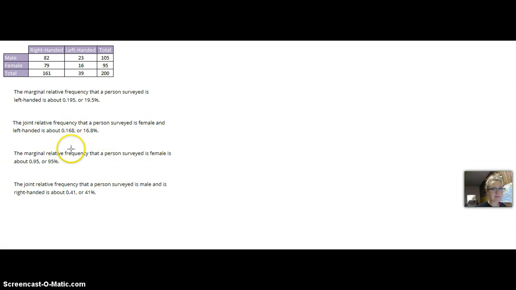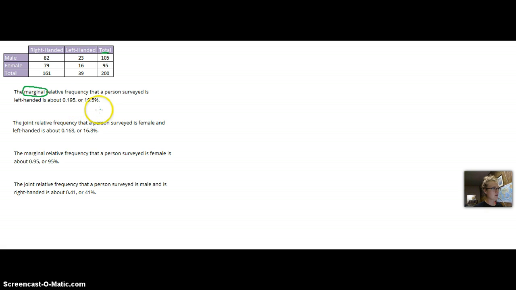Okay, the first statement says that the marginal relative frequency, and I'm just going to circle this word marginal because when it comes up, we should always think total. We should think that that's going to come from the total columns, okay? So the marginal relative frequency that a person surveyed is left-handed is about 19.5%, it says.